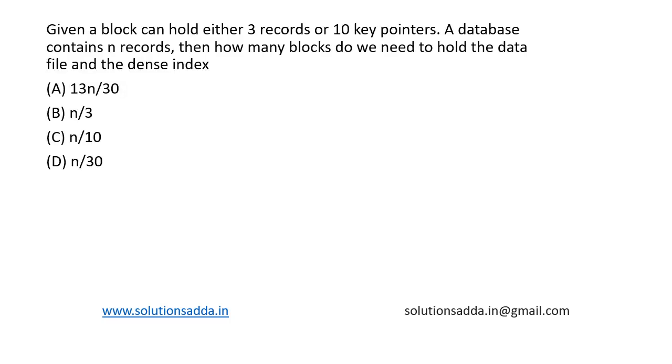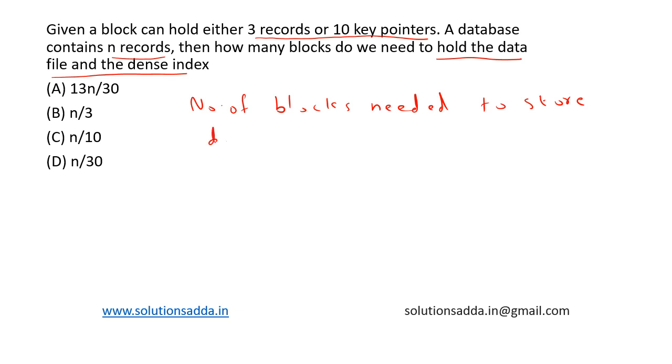This is a question from database. Given a block can hold either 3 records or 10 key pointers. A database contains n records. Then how many blocks do we need to hold the data file as well as the dense index? So number of blocks needed to store data file with n records.